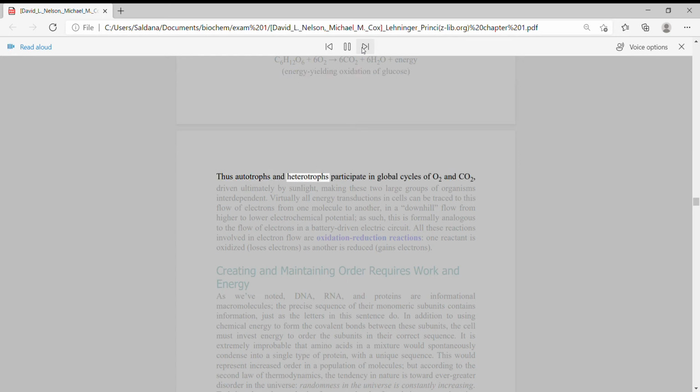Thus autotrophs and heterotrophs participate in global cycles of O2 and CO2, driven ultimately by sunlight, making these two large groups of organisms interdependent. Virtually all energy transductions in cells can be traced to this flow of electrons from one molecule to another, in a downhill flow from higher to lower electrochemical potential. As such, this is formally analogous to the flow of electrons in a battery-driven electric circuit. All these reactions involved in electron flow are oxidation-reduction reactions. One reactant is oxidized, loses electrons, as another is reduced, gains electrons.